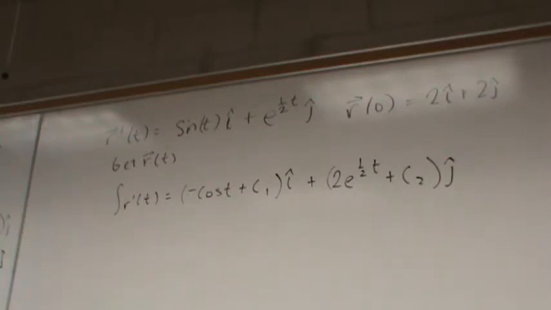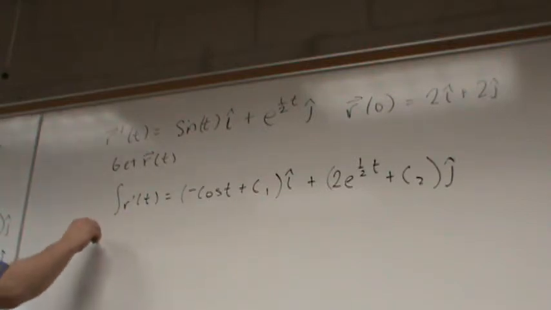You should have taken the antiderivative of sine of t and gotten negative cosine, and the antiderivative of e to the 1/2 t and gotten 2e to the 1/2 t, and then plus your constants of integration. Are you guys there? Okay, and then did you stick 0 in for t and set that equal to 2i plus 2j? Okay, let's go for it.